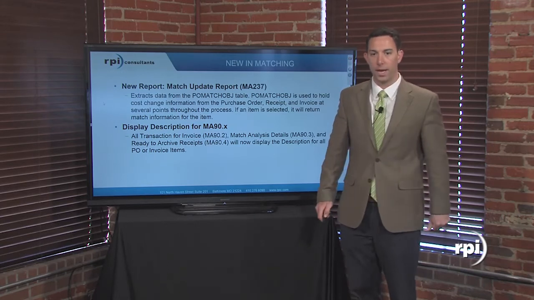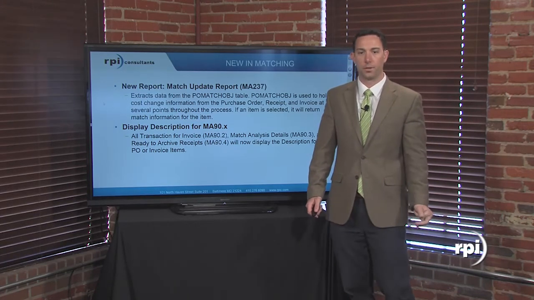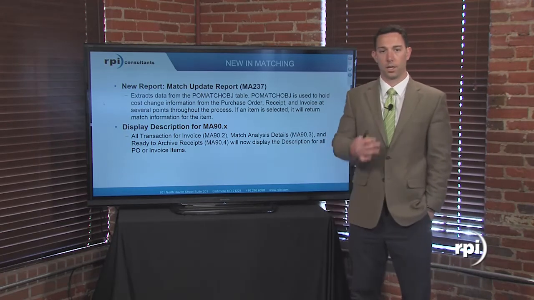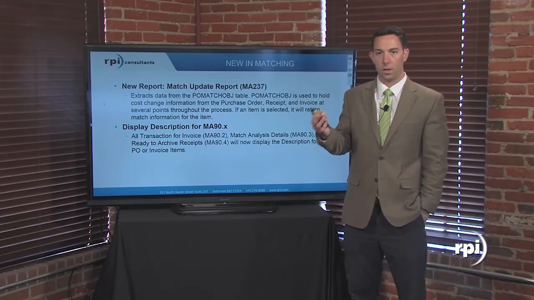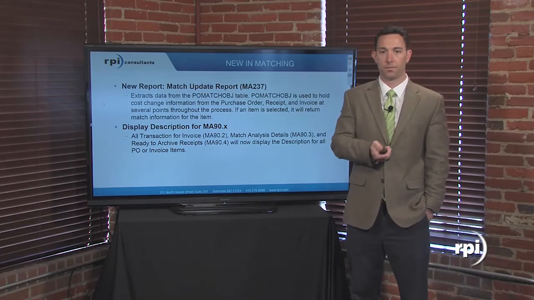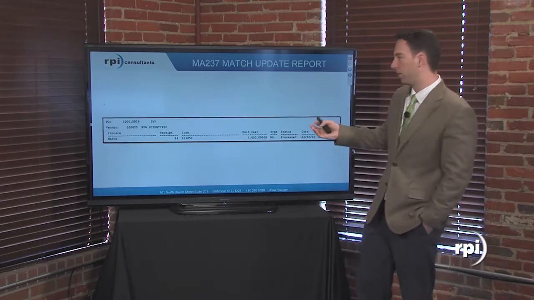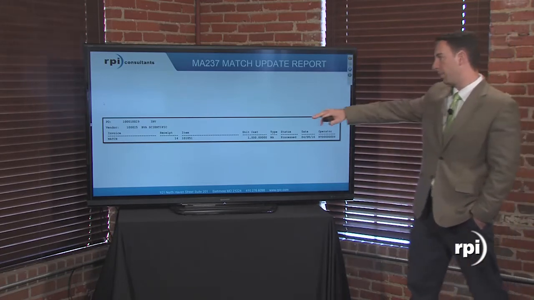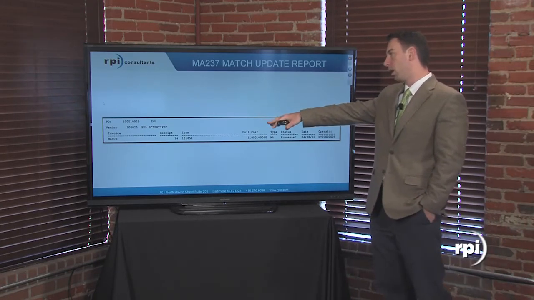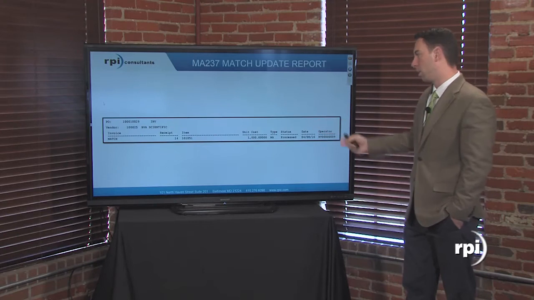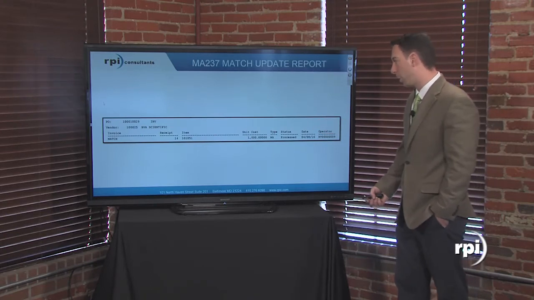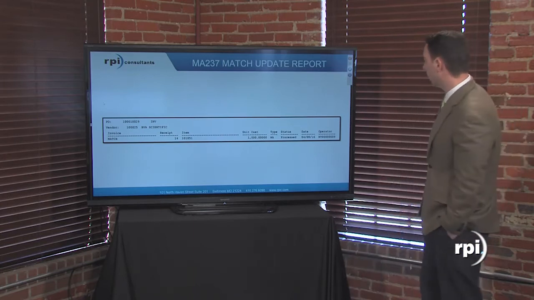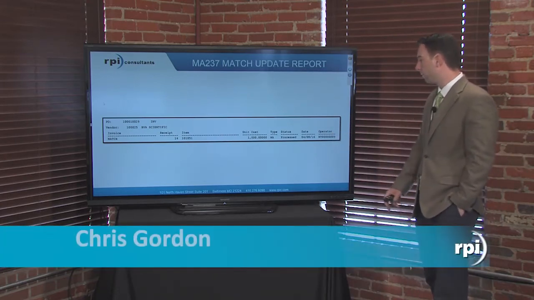All right, two more things of matching. So there's a brand new report, MA237. This is your match update report, and it's going to look at the cost change information between the PO, your invoice, and your receipt. This is a little snippet of what the report looks like. So we have our purchase order number, our invoice, our receipt number, the item that was on that PO and was received, the unit cost of the item, who received it, the date.